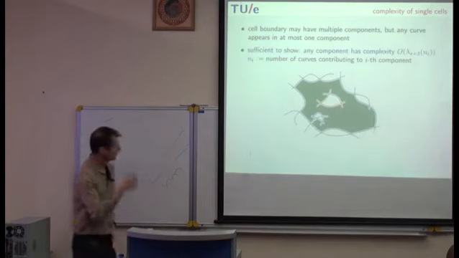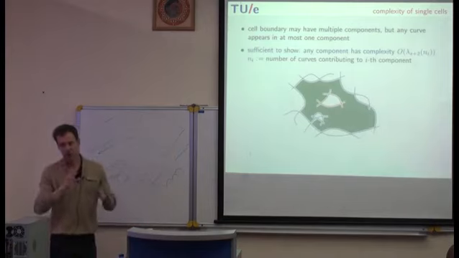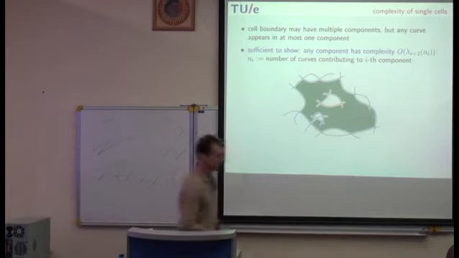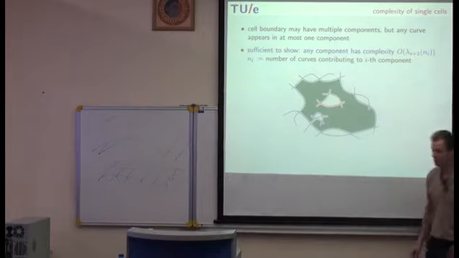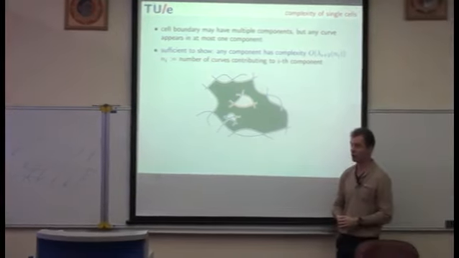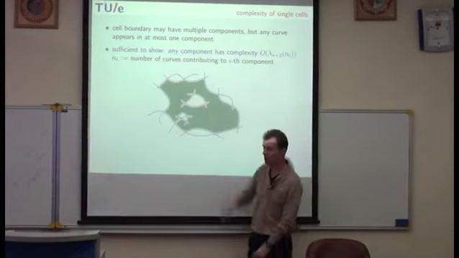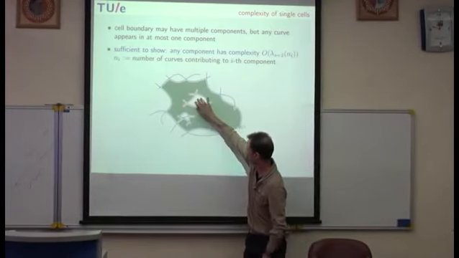So the first thing I'm going to say is that, if you look at a single face, a single cell, then the boundary may have lots of different components, right? You have maybe the outer boundary of the cell, but there are all these holes inside.